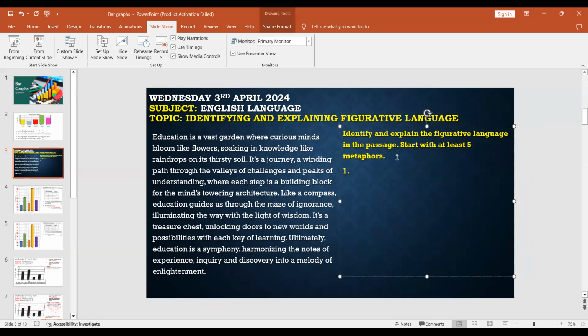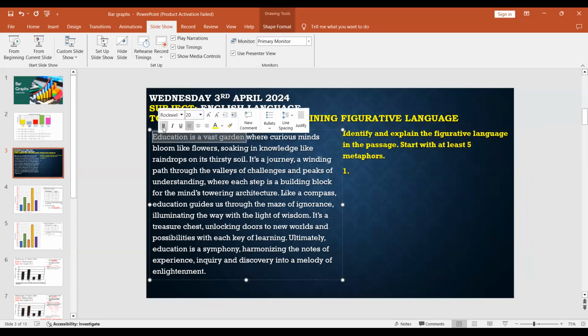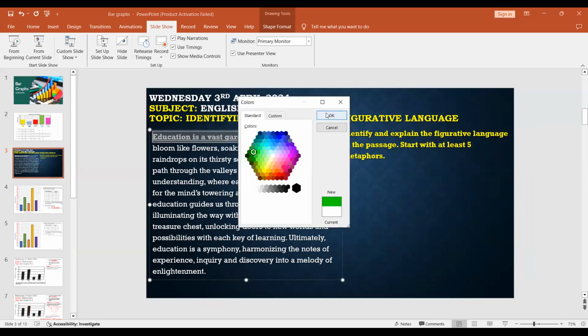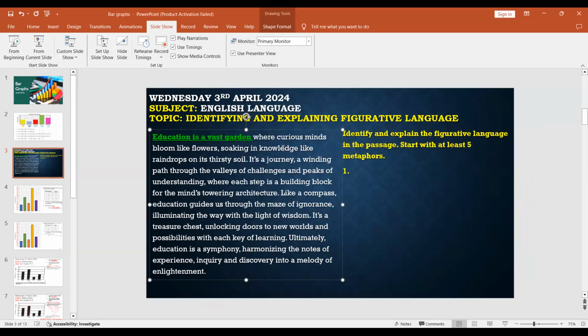Education is a vast garden. That's definitely one. Let me highlight that. I should put it in this color. Very good. Education is a vast garden. Anyone else?